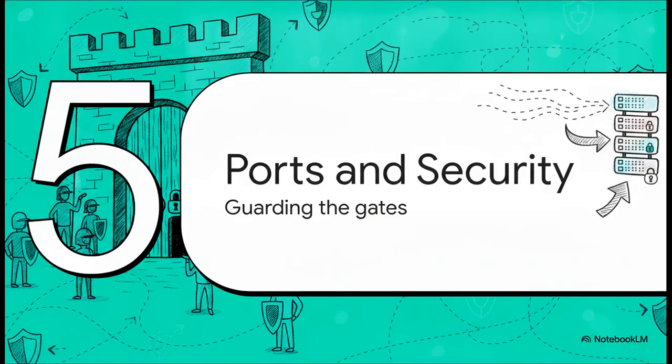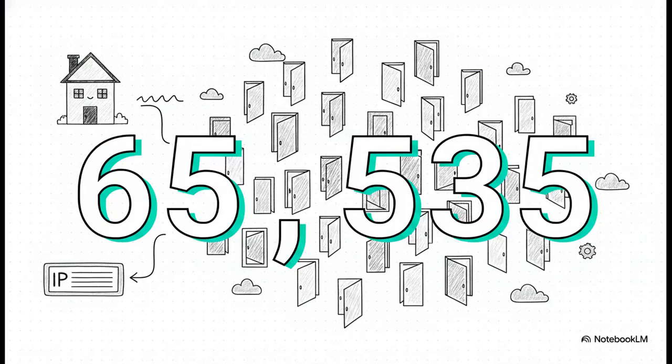And that leads us to our final part. Section 5, Ports and Security, Guarding the Gates. So when that data finally arrives at your network's IP address, it still needs to know exactly which door to enter on your PC. 65,535. That massive number represents the total amount of ports available on a single personal computer.